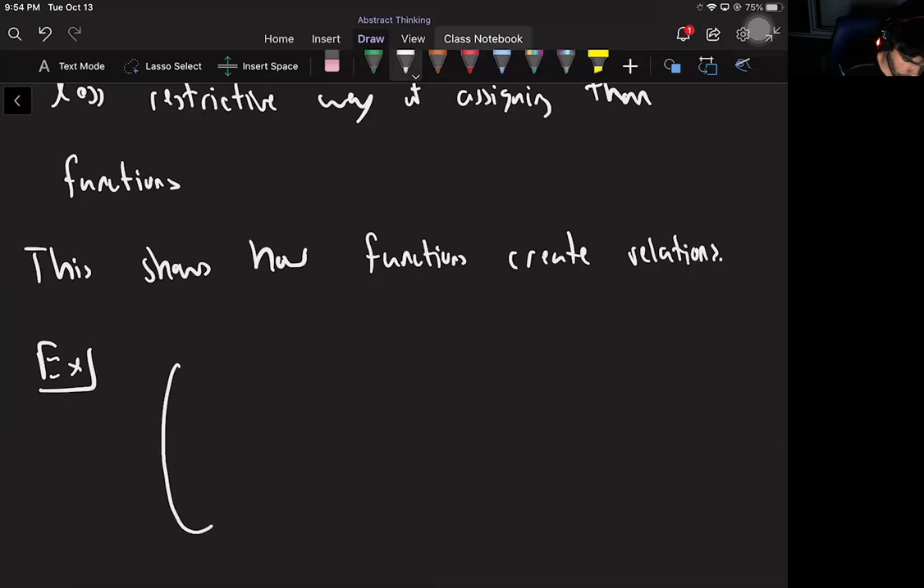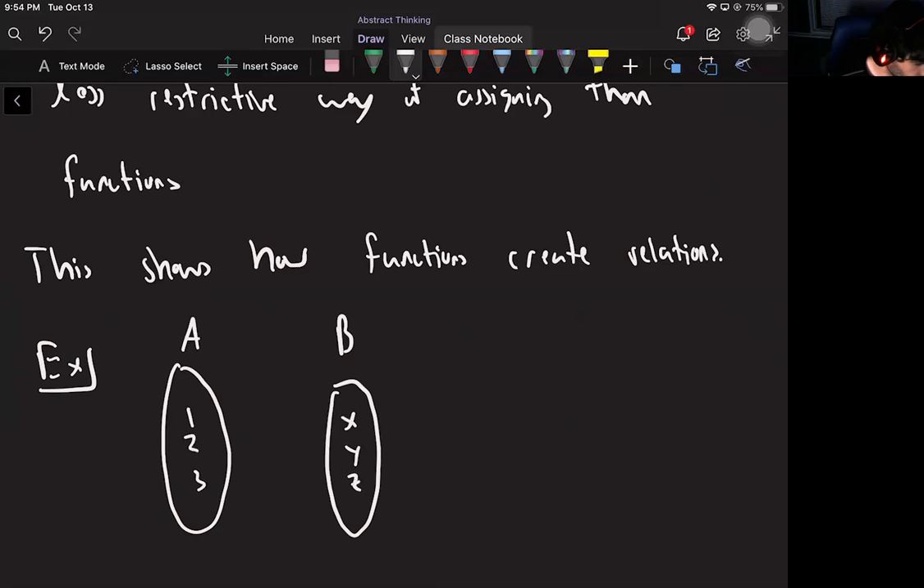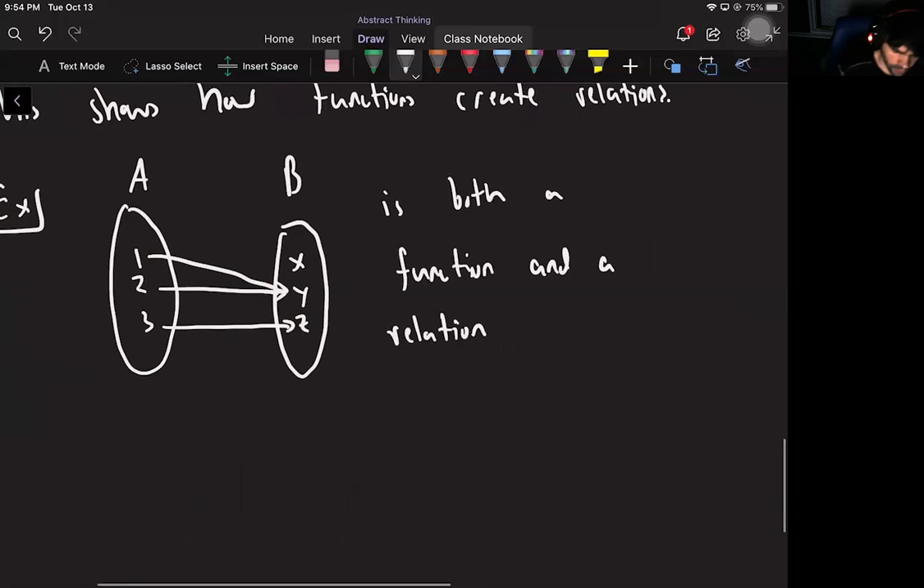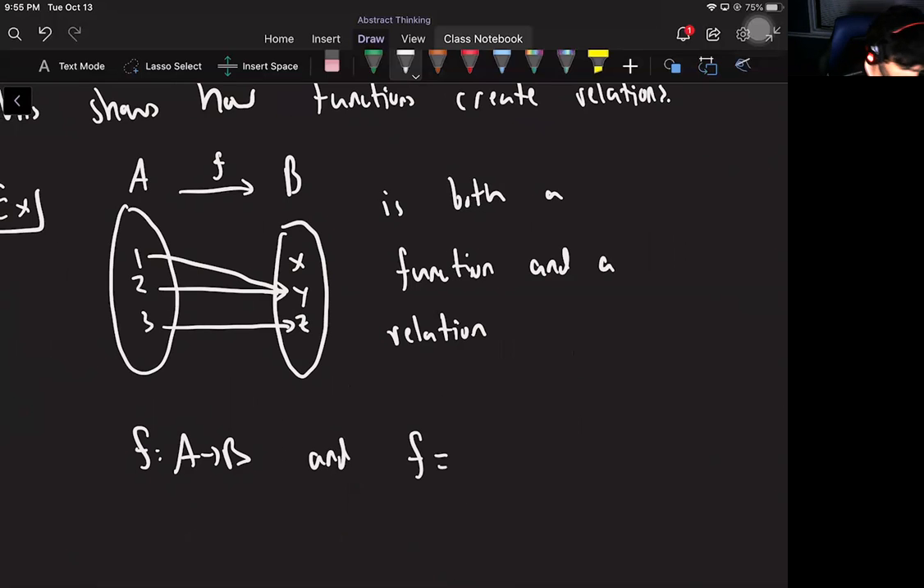So for example, just do another one here, using the same sets as before. So this guy is both a function and a relation. So you might write something sort of very strange. You would say f goes from A to B because it's a function. And you might also say, well, it's also this weird relation. So I can also say something like this.